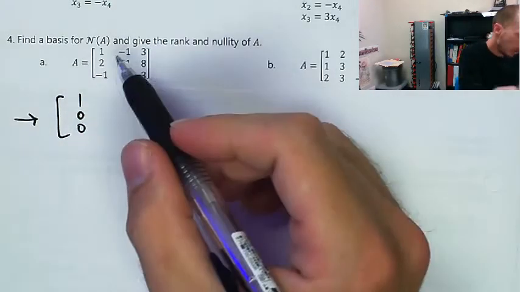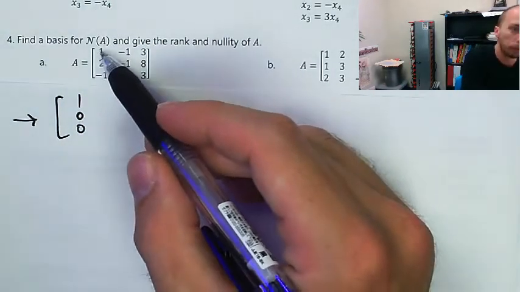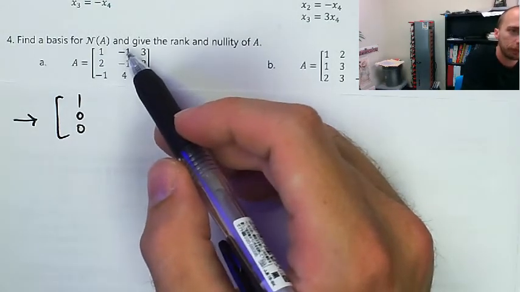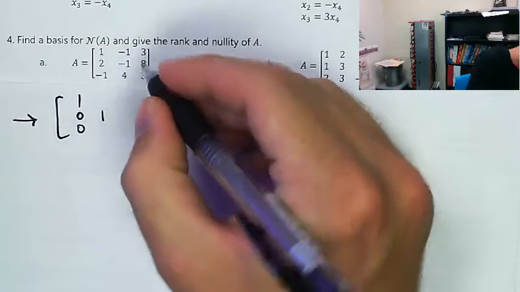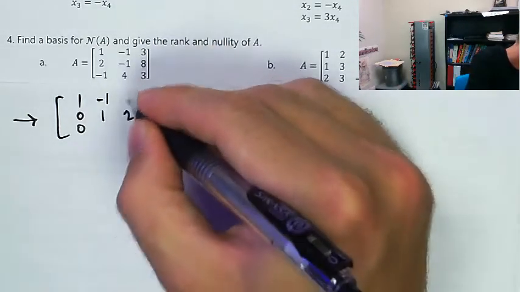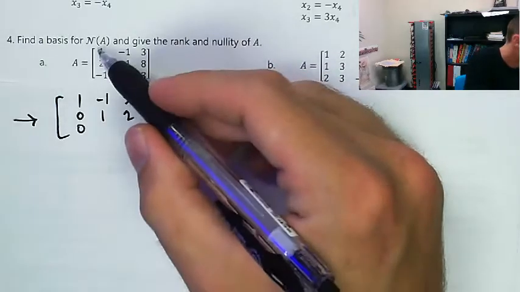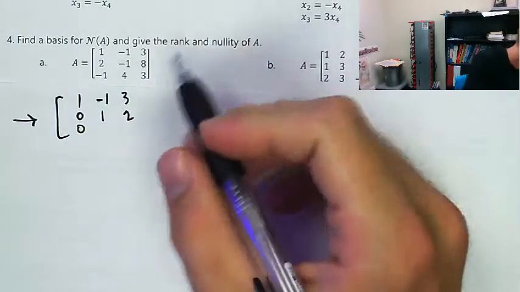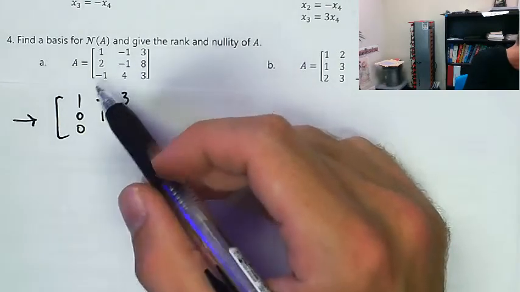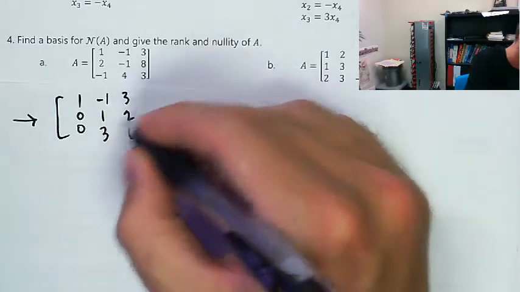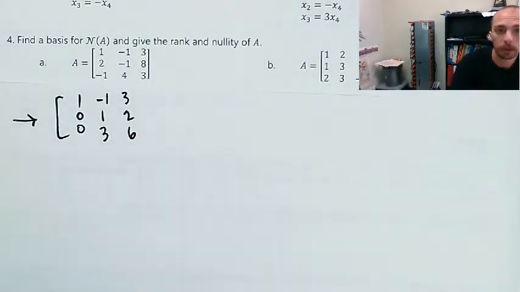And clear out the first column by subtracting 2 of row 1 from row 2. So subtracting -2 is going to give me a 1 there. 8 minus 6 is 2. Okay, so I'm still with -1 and 3 there. And then I'm going to add row 1 to row 3. And I'll have 0, 3, 6. Okay, that's promising.